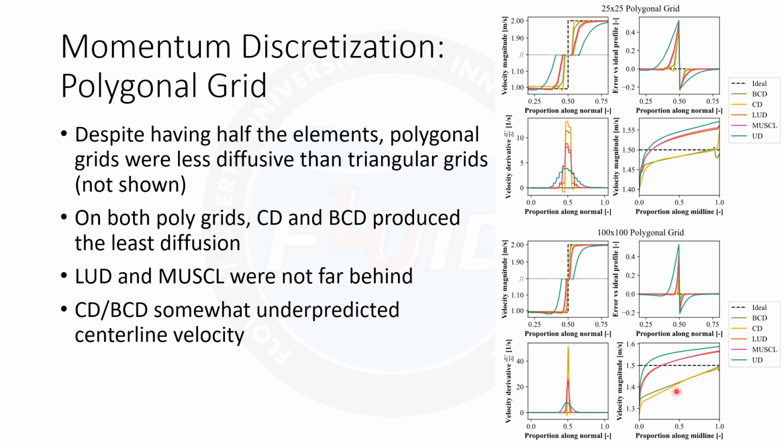We saw that again, central differencing and bounded central differencing underpredicted that centerline velocity, whereas the upwind biased schemes overpredicted by a little bit in the coarser grid and recovered a little bit in the refined.